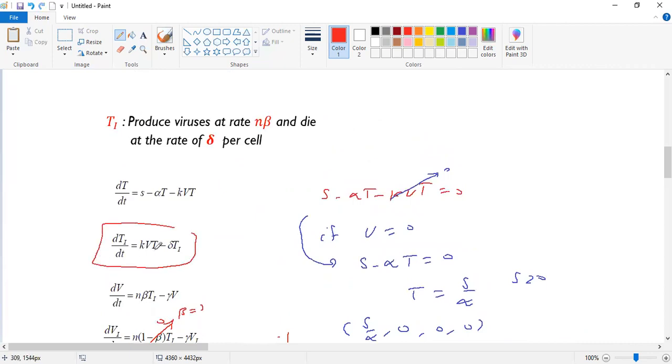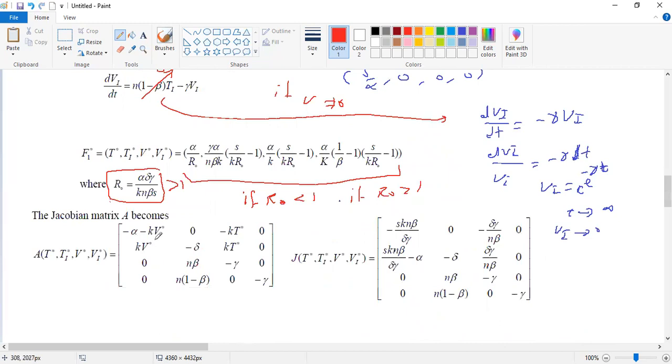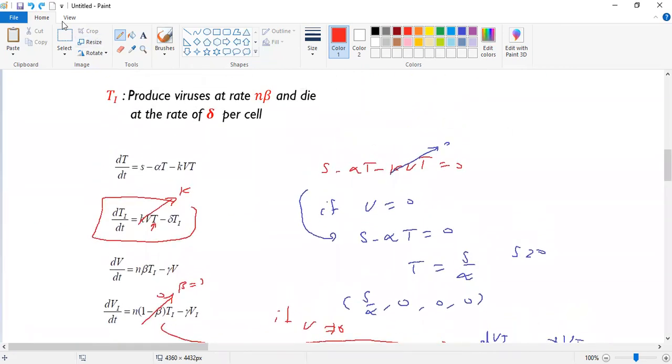Now the partial derivative with respect to time T. So with respect to time T, it will be KV. This will be 1, so this will be KV. And this one is 0. So it will be KV. And look at here what I have. I have KV. Okay. Now, the partial derivative of TI.